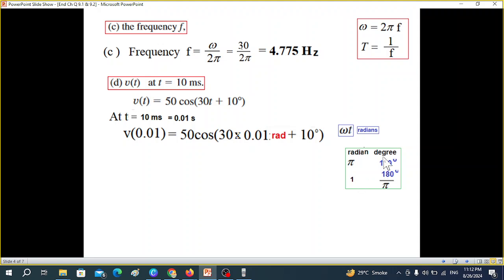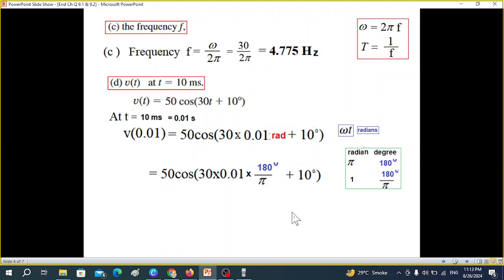And for converting, we take help of this. We know that pi radians is equal to 180 degrees. So from the unitary method, we can say that 1 radian is equal to 180 over pi degrees. So we multiply the radian value with 180 over pi. So this is now in degrees, and this is also in degrees.